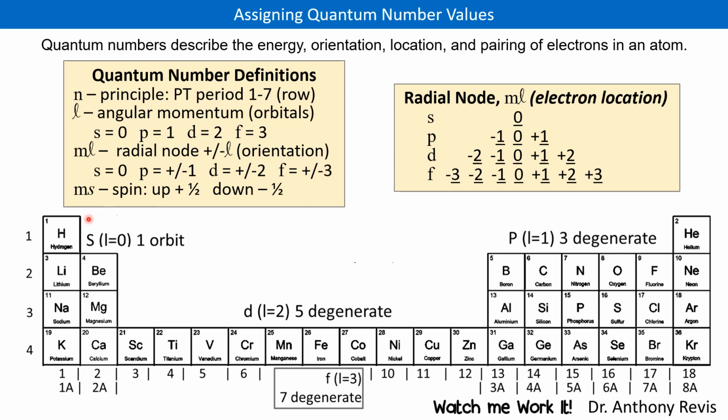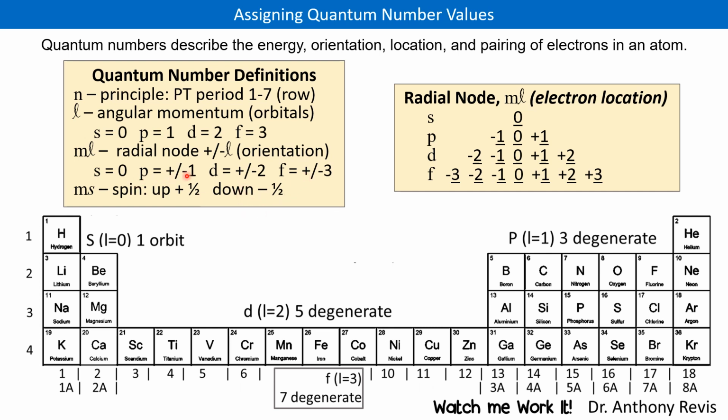And then MS describes the spin. An up spin for the last electron in is plus 1/2. A down arrow for the last electron in is a negative 1/2. So again, let me repeat. An up arrow is plus 1/2, not plus 1, but plus 1/2. A down arrow is minus 1/2.